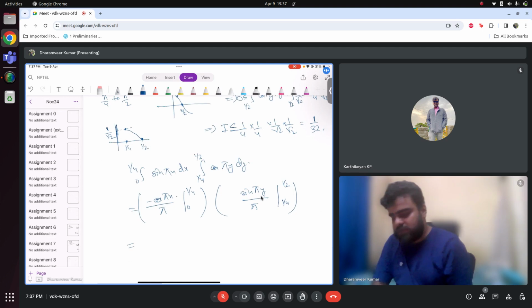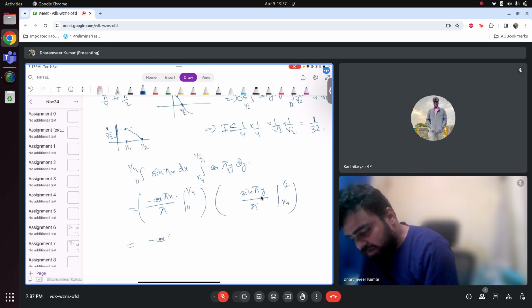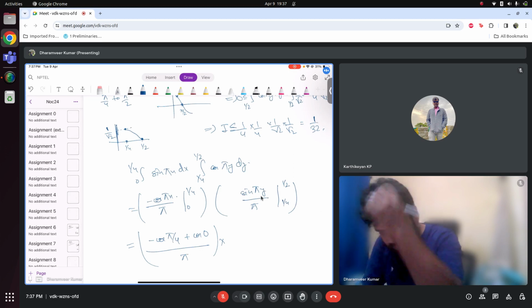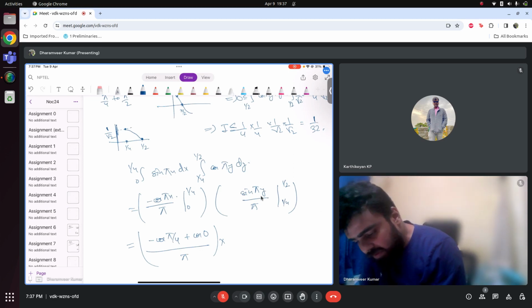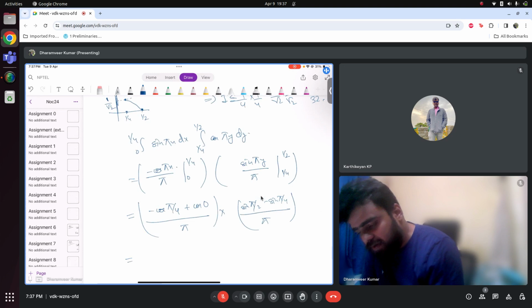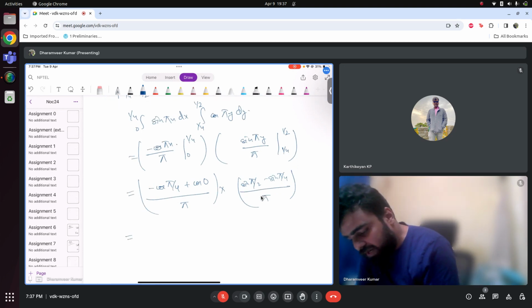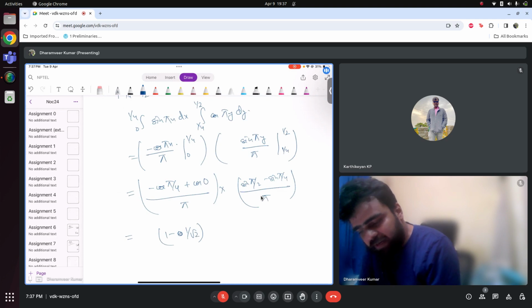So this will be minus cos pi by 4 plus cos 0, divided by pi, multiplied with sin pi by 2 minus sin pi by 4, divided by pi. This is nothing but, cos 0 is what? 1. So 1 minus 1 by root 2, and this is also 1 minus 1 by root 2, so the whole thing is (1 minus 1 by root 2) squared over pi squared.